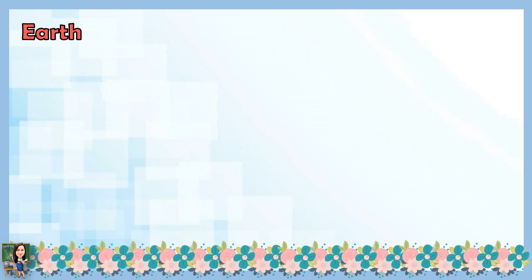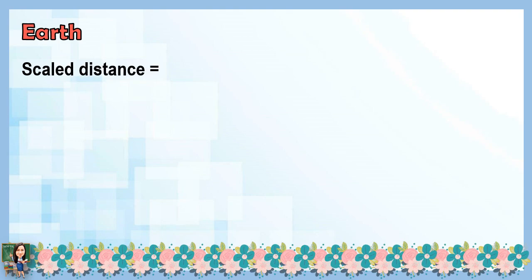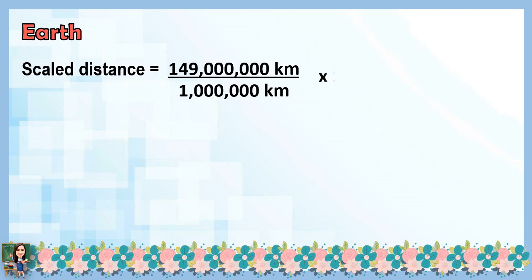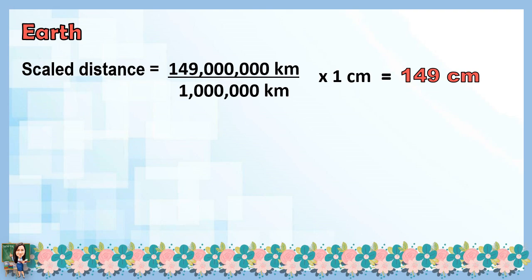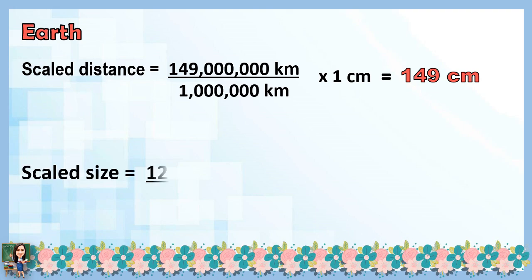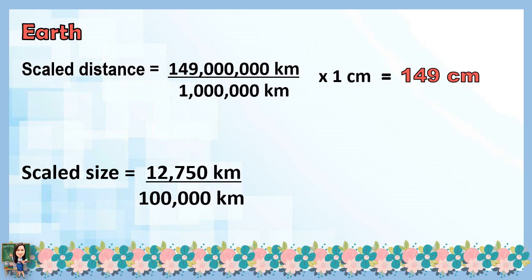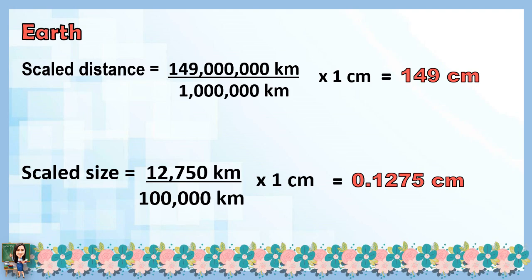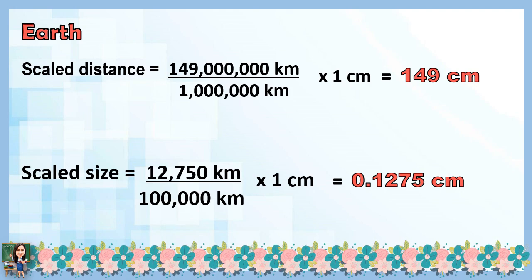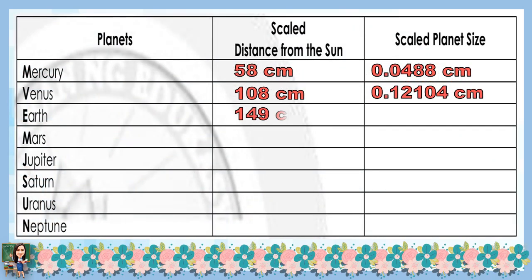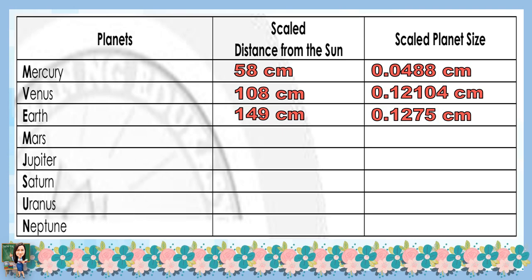Next, Earth. Scale distance equals 149 million divided by 1 million times 1 centimeter equals 149 centimeters. Scaled size, 12,750 divided by 100,000 times 1 centimeter equals 0.1275 centimeters. And this is the scale distance from the Sun of the Earth and the scaled planet size.